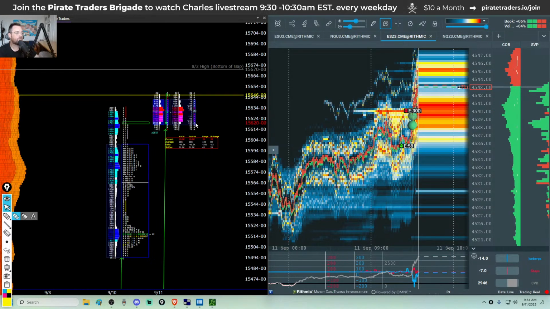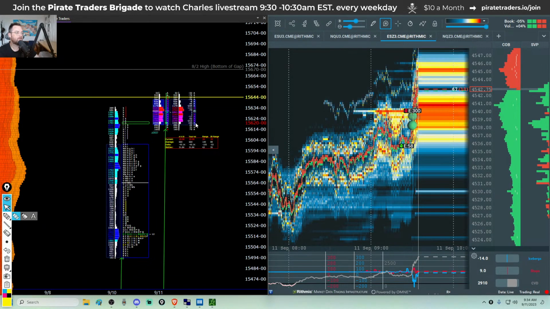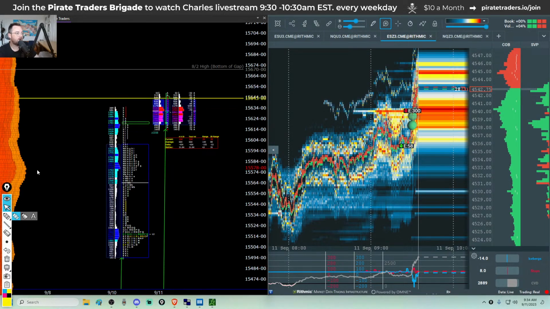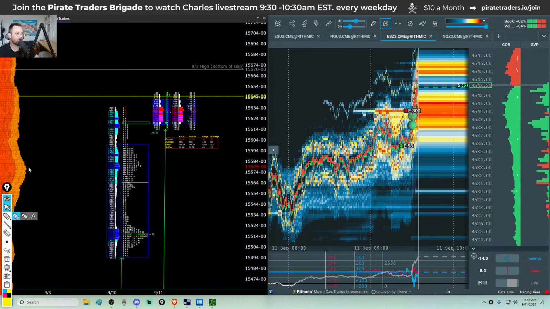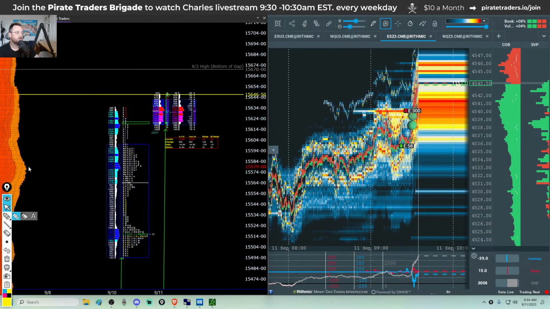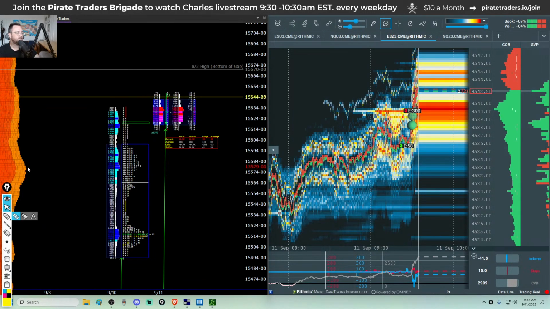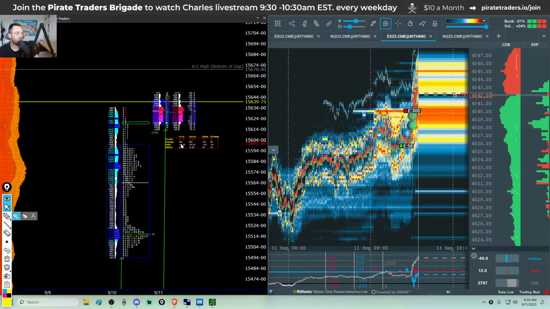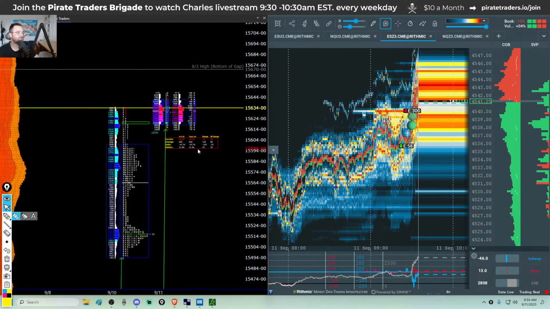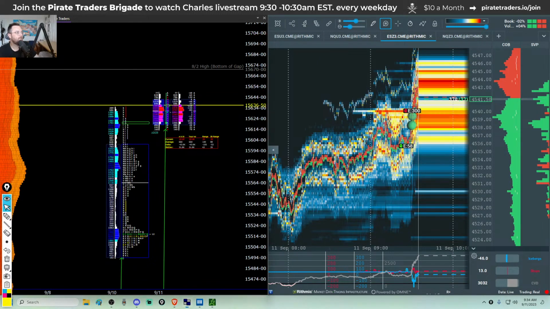If they pull back through the opening price, if they pull back below 620, they're looking to fill the gap. And that would be bearish to come down and test the support around 15,580 if they pass back through the opening price. But as long as they stay above it, it's a gap and go. Let's see what happens.